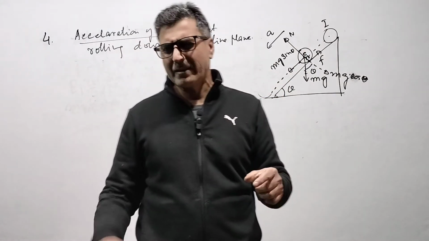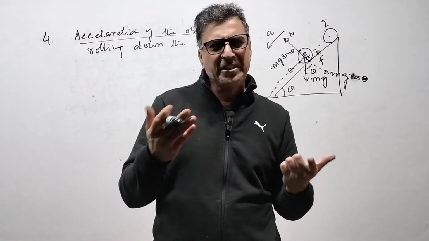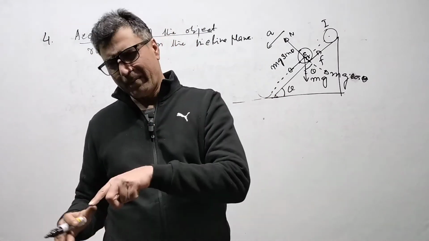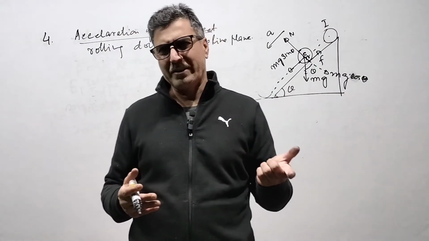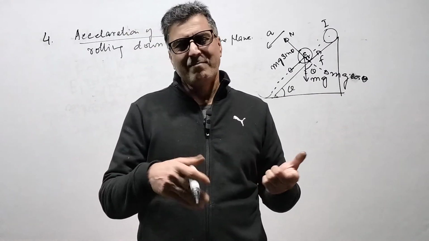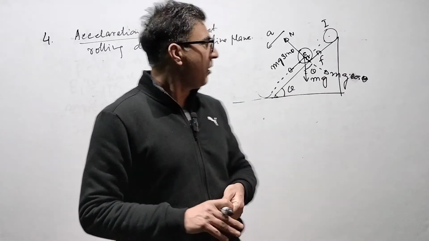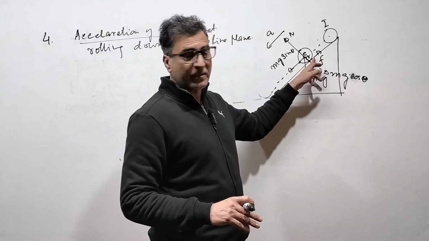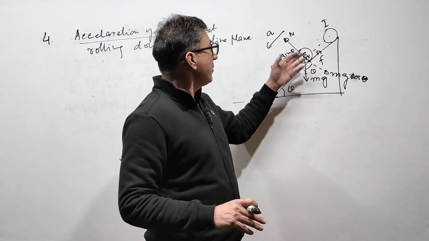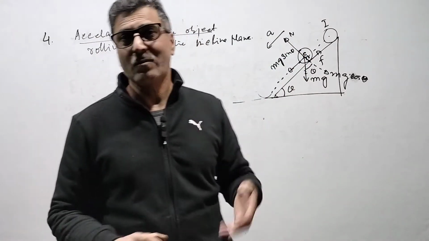As we already know, if it's a sliding body, then its acceleration is g sin theta. Any body sliding down the incline, its acceleration along the plane is g sin theta if there is no friction. If there is friction, then it is g sin theta minus something, because frictional force will oppose. But here the body is rolling down. Obviously there must be friction, otherwise it will not roll down, it will skid. This friction causes the rolling, but we have to find what will be the acceleration of this rolling body down the incline. It's a question.